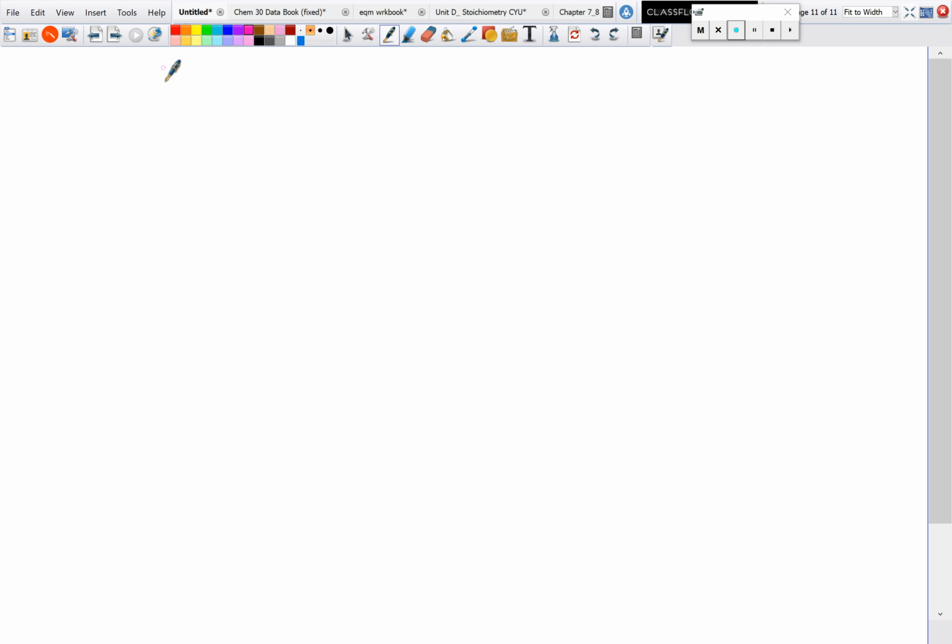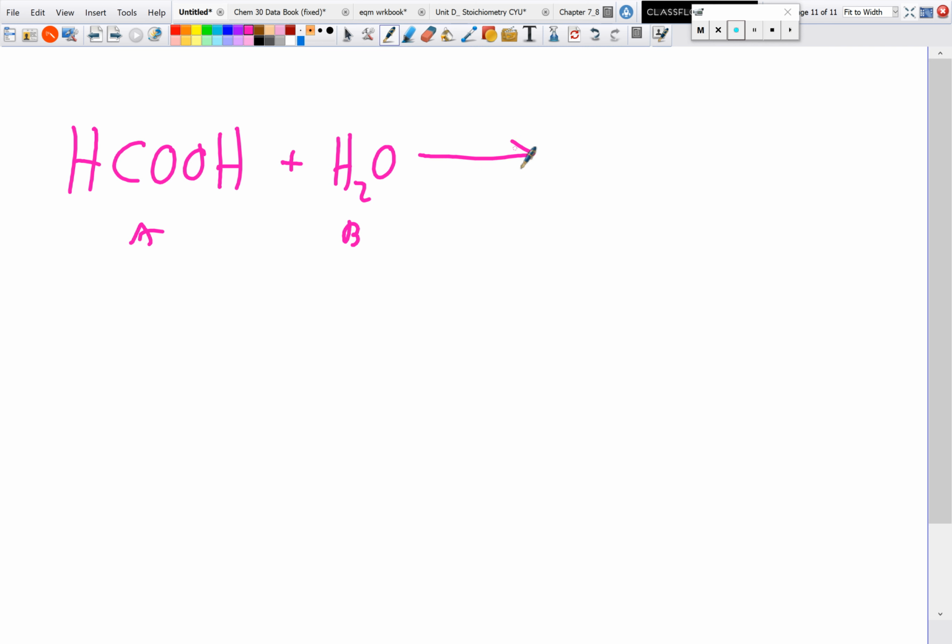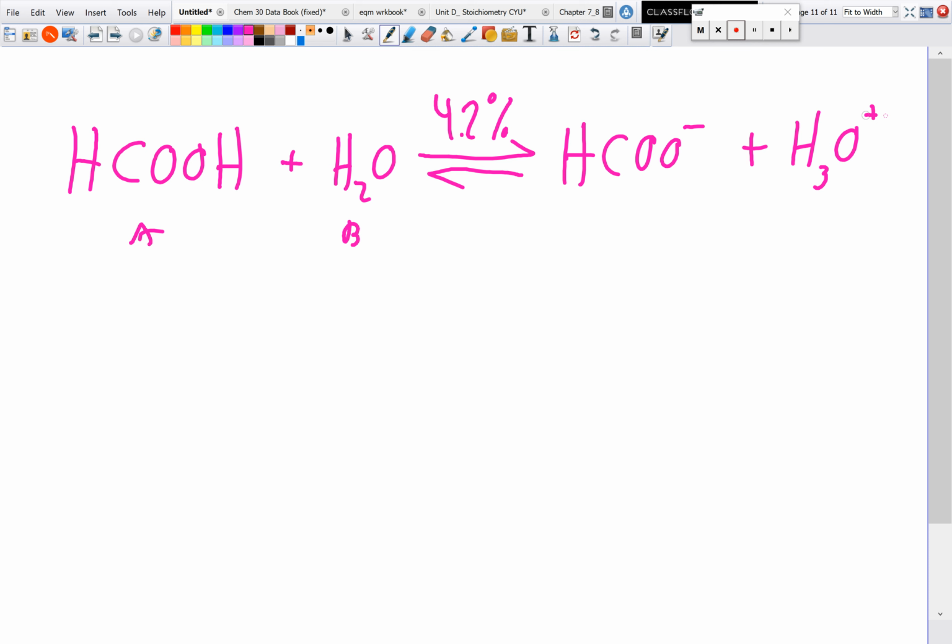So if we wanted to write out our methanoic acid, of course, the chemical formula for that, you can check your data book, it's HCOOH plus, it's a methanoic acid solution. So that means it's just reacting with water at 4.2%, and we get HCOO minus plus H3O plus. And that is taking that last little bit, writing the equation.